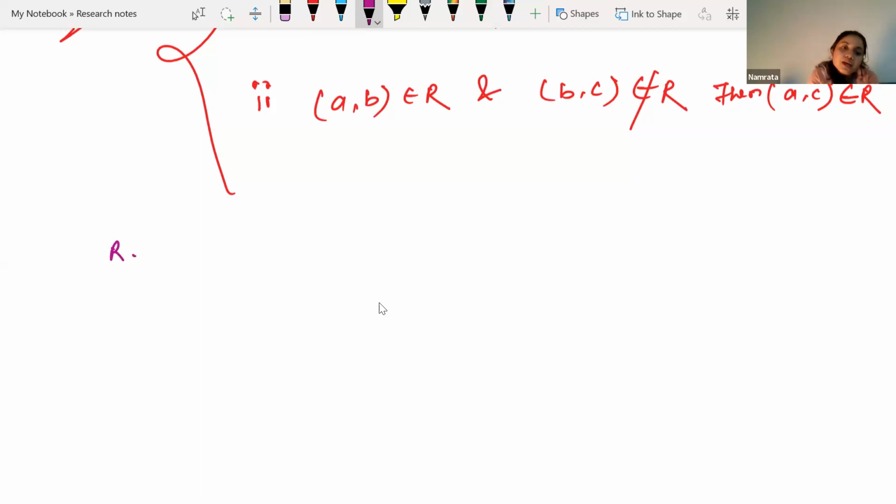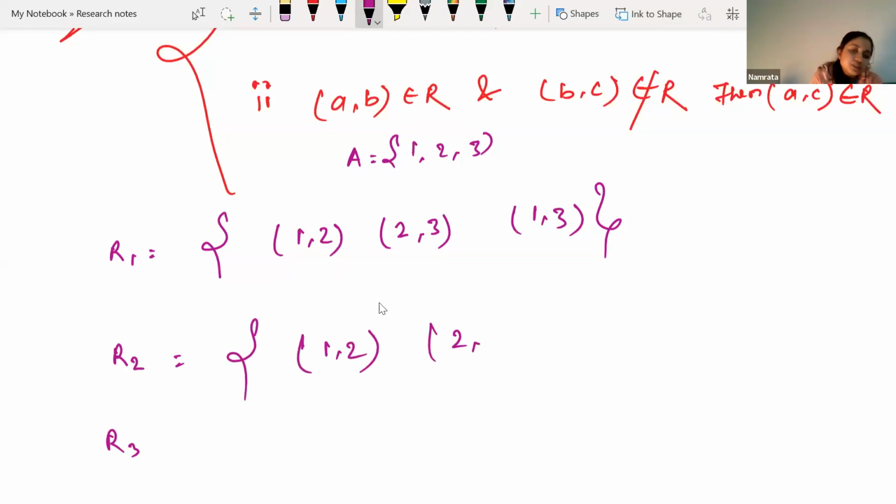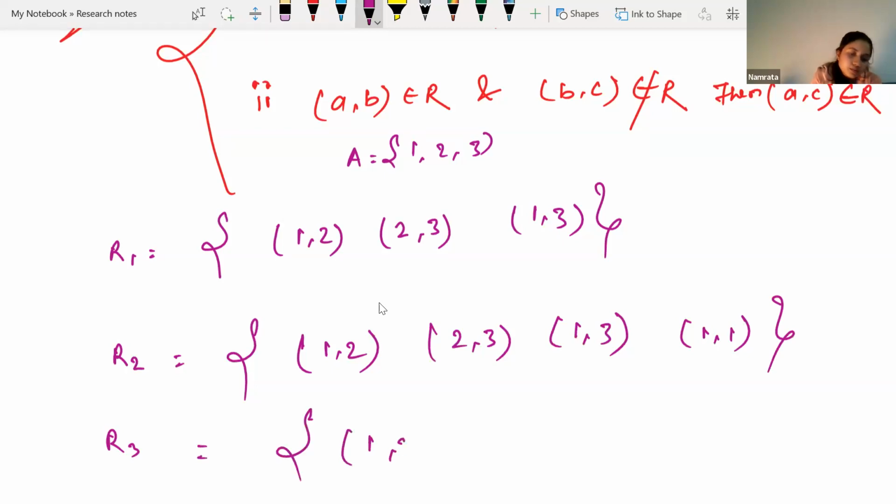Just like the previous one, we have the first example, another example, and a third example. In the first example, the same A is {1, 2, 3}, let's say (1, 2), the next one (2, 3), and the next one (1, 3). R2: (1, 2), (2, 3), (1, 3), and (1, 1). R3: (1, 2). Here also we will be focusing on each and every element of the set.